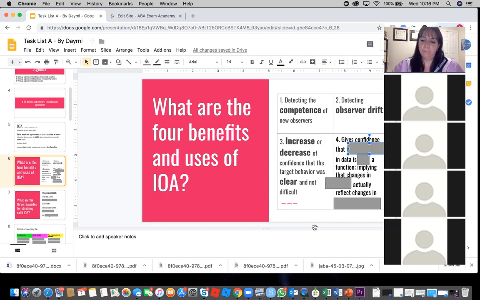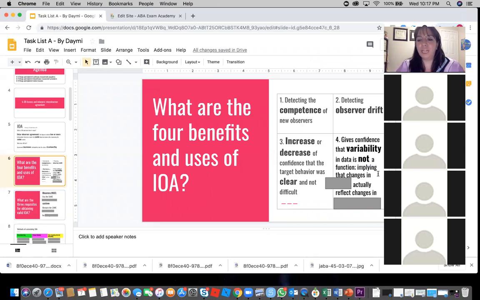High levels of IOA. The variability in data is a function? Is it a function? Is not a function. Implying that changes in blank actually reflect changes in blank. Changes in the independent variable actually reflect changes in the dependent variable. In the behavior, data actually reflects changes in behavior.